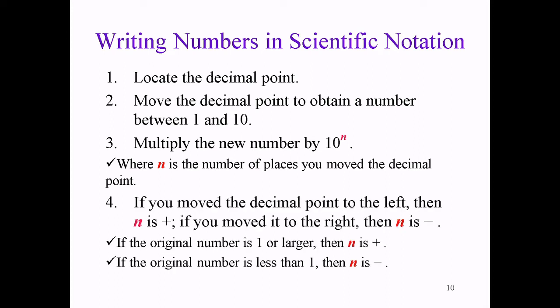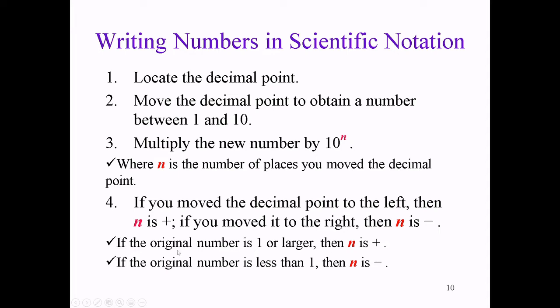If you move the decimal point to the left, then n is positive. If you moved it to the right, then n is negative. If the original number is 1 or larger, then n is positive. If the original number is less than 1, then n is negative. Don't get confused here. These are really saying the same thing.